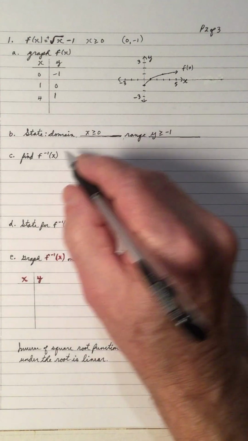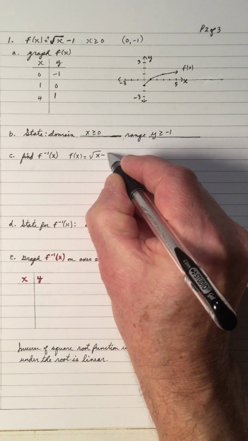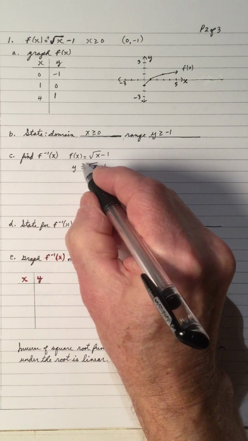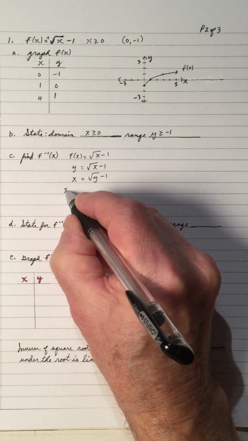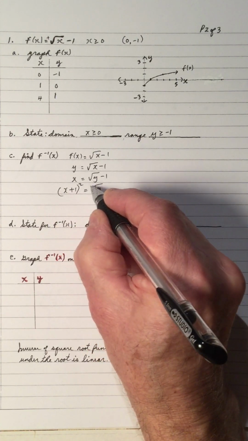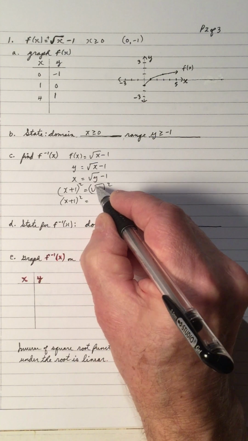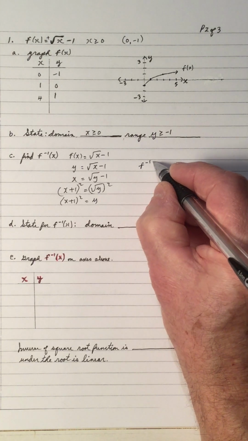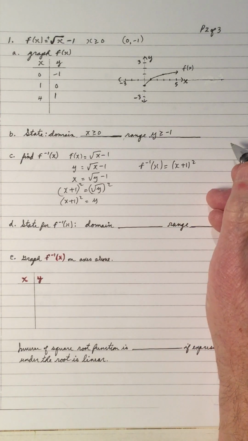Now let's work out the inverse. So f of x is equal to the root of x minus 1. Change f of x to a y. Switch the y to an x and an x to a y. Now we solve for y. So x plus 1 equals root y. And now we'll square both sides. So that's x plus 1 all squared. The square root of y squared is just a y. So f to the negative 1 of x is equal to x plus 1 squared.